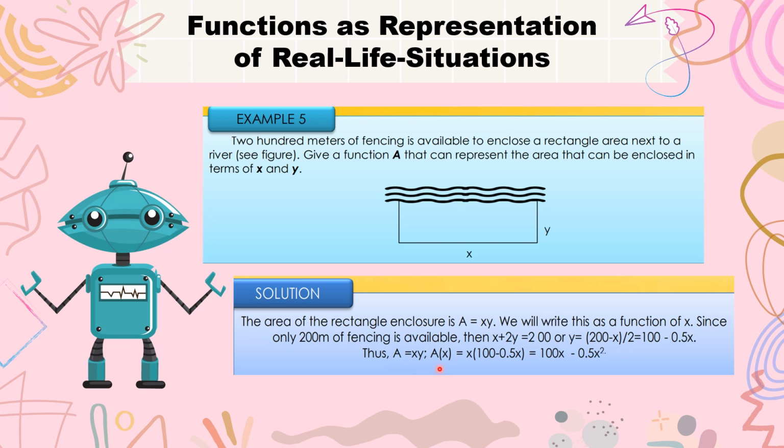So our function is A of x equals x times the quantity 100 minus 0.5x. By the distributive property, x times 100 is equal to 100x, and x times negative 0.5x is equal to negative 0.5x squared. Thus, our function is A of x equals 100x minus 0.5x squared.